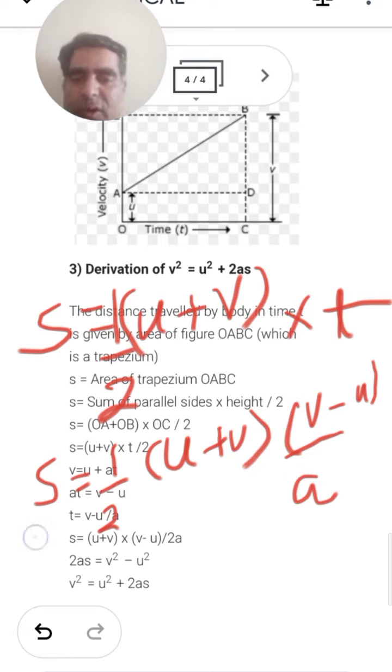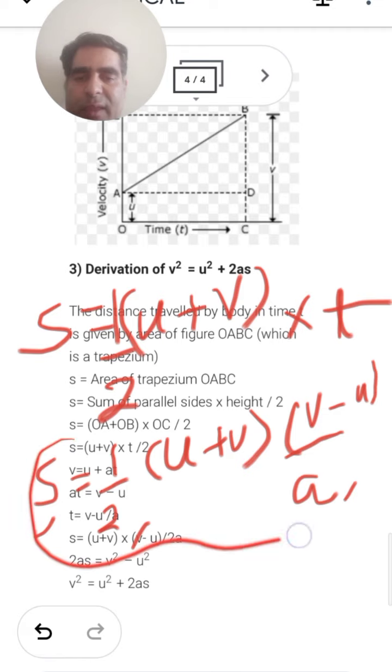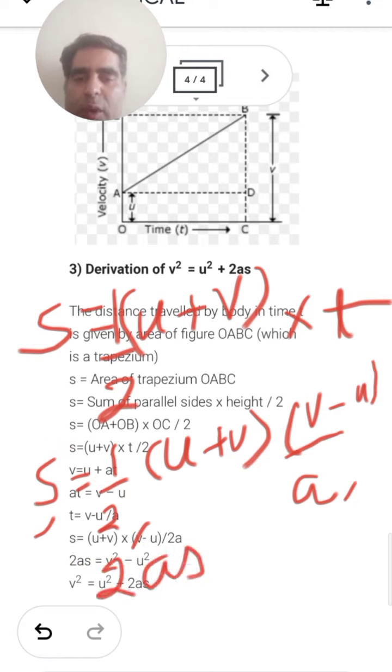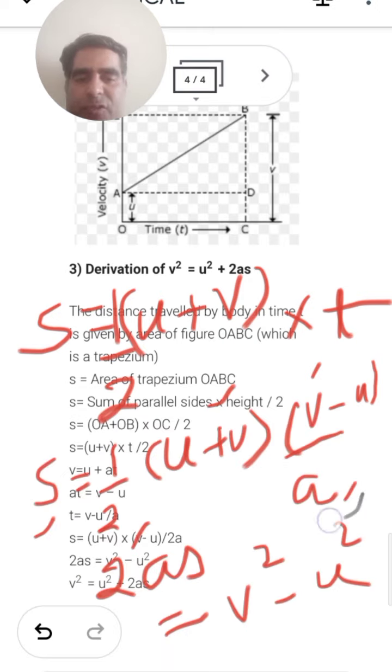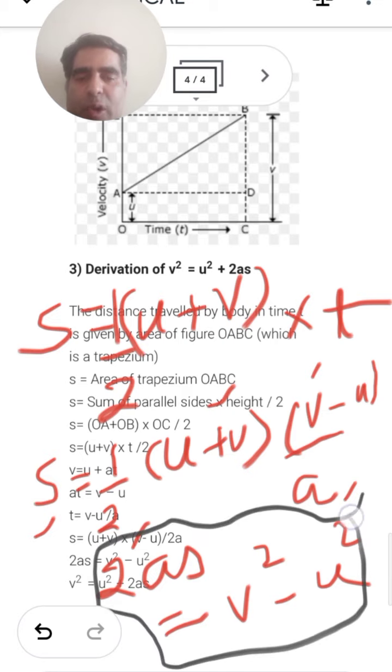Okay, now this 2 and A, this term will be 2AS. A plus B into A minus B is equal to A square minus B square. So it is equal to V square minus U square. So this is the required answer. That is V square minus U square is equal to 2AS.